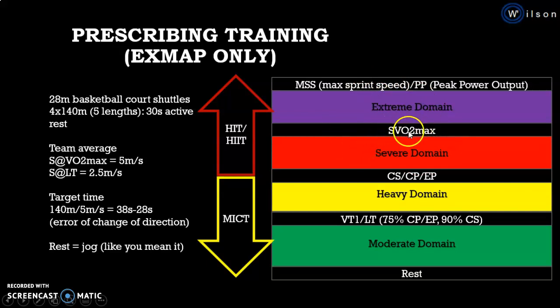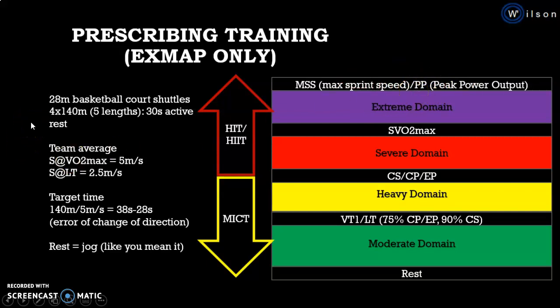Well, it probably means you need to work at or close to VO2 max. I want to improve stroke volume. I want to improve the resting heart rate or recovery of my athletes, possibly more so close to the moderate and heavy domains, things like that. I want to improve the maximal sprint speed of my athletes. We're going to work way up here towards the top end of the extreme domain, so on and so forth.